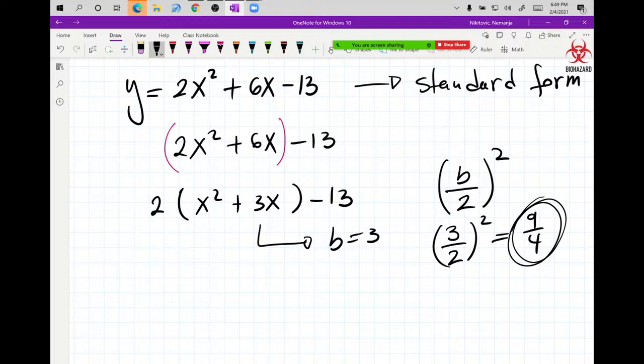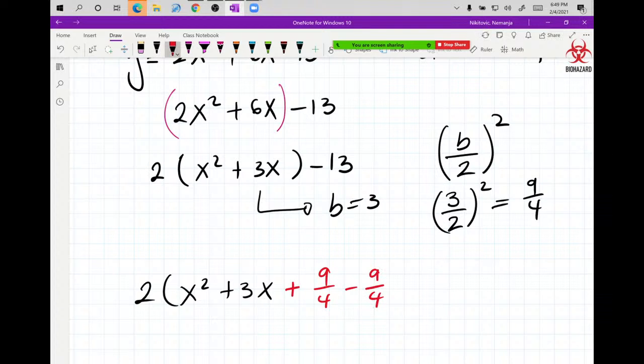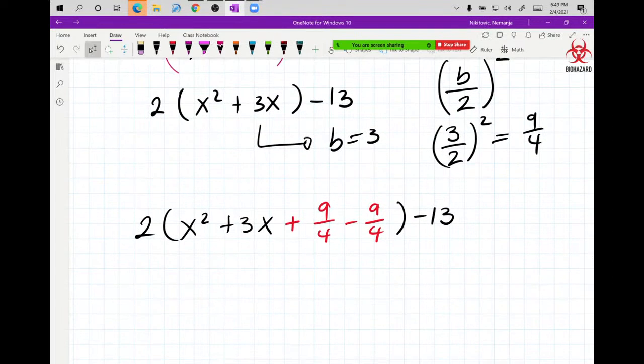So what do you do with this number? Well, this is what I call the magic number, which will complete the square inside the parentheses. So you're going to have 2 times x squared plus 3x, and then you're going to add and subtract the magic number. Now, obviously, because I added and subtracted the magic number, I created here, let's go blue, what you call a completed square.